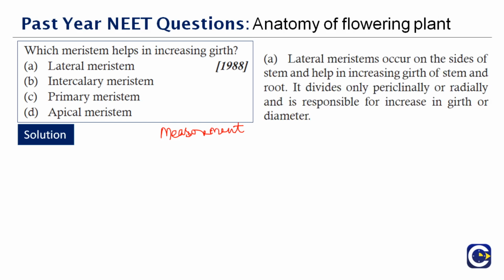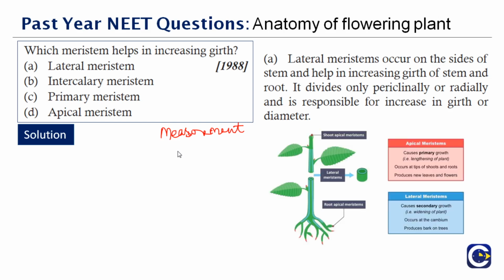It will divide only periclinically or radially, and is responsible for the increase in growth. When we talk about measurement, when we talk in terms of increase in length or girth, we will talk in terms of diameter. So that is what they are saying here. It is responsible for the increase in girth or the diameter. So the one which helps in increasing girth out of the 4 meristems is the lateral meristem.